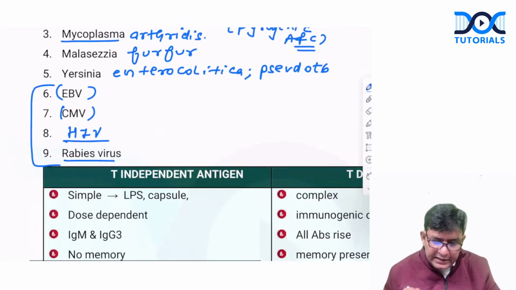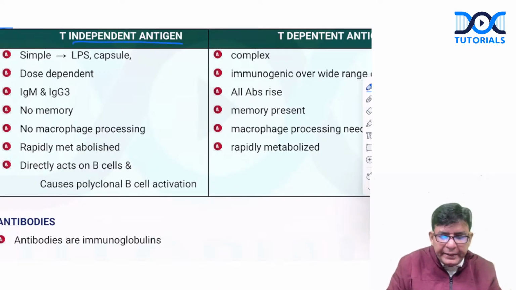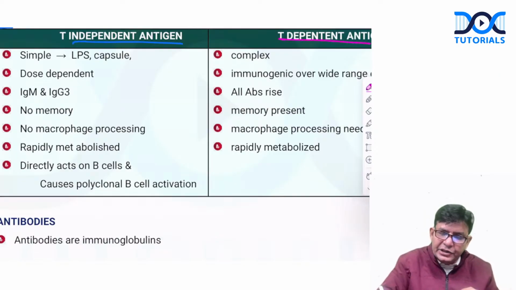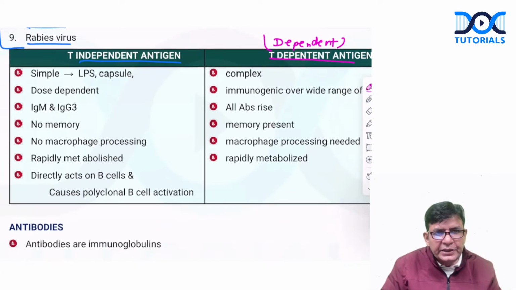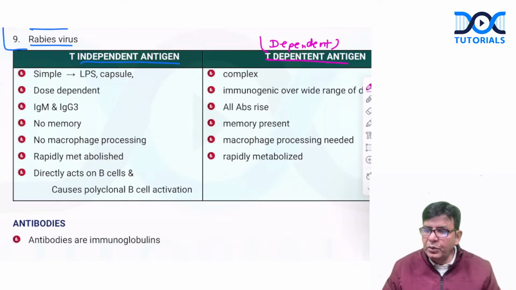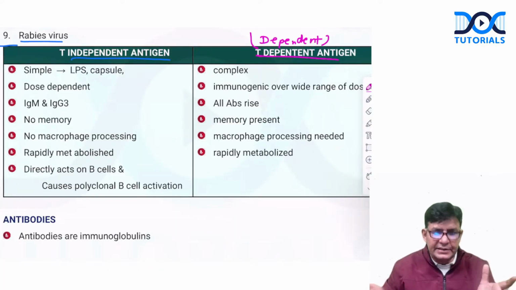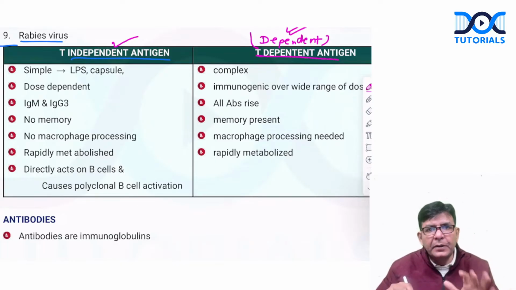Fine. Now the last thing here is the story of T independent and T dependent antigens. These two things also you should know, what is T independent and what is T dependent. In the previous one, I have told what the story of this is. T independent antigens are very few. More are T dependent. Okay, means what?